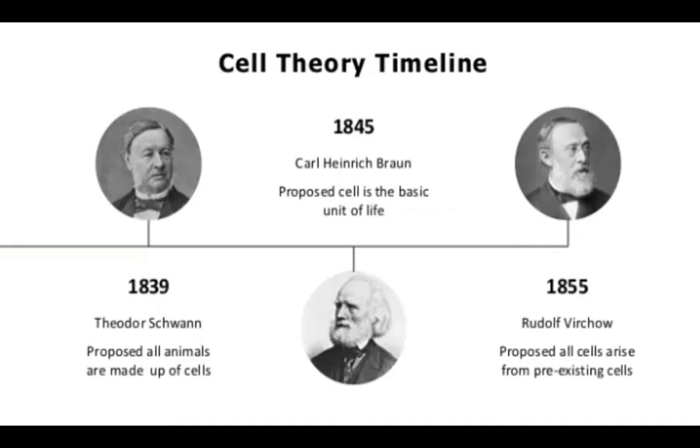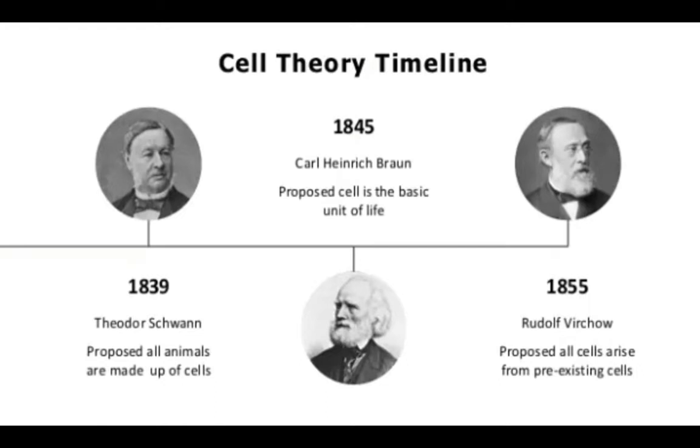Now, after 6 years, Carl Heinrich Braun proposed the cell is the basic unit of life, and this statement describes the cell. After 10 years, Rudolf Virchow proposed all cells arise from pre-existing cells, and this statement comes in the cell theory.